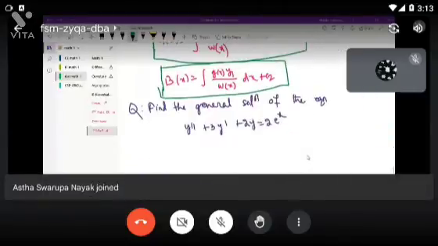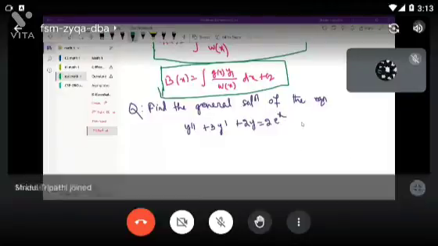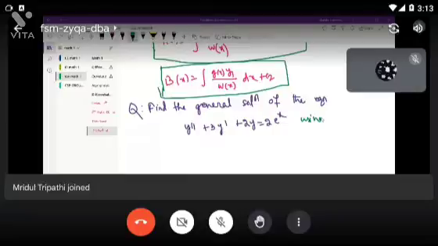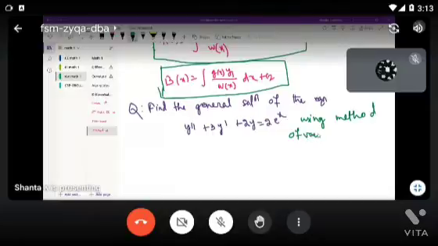See here. We will find the general solution of this equation using the method of variation of parameter. Now we will look at the solution.